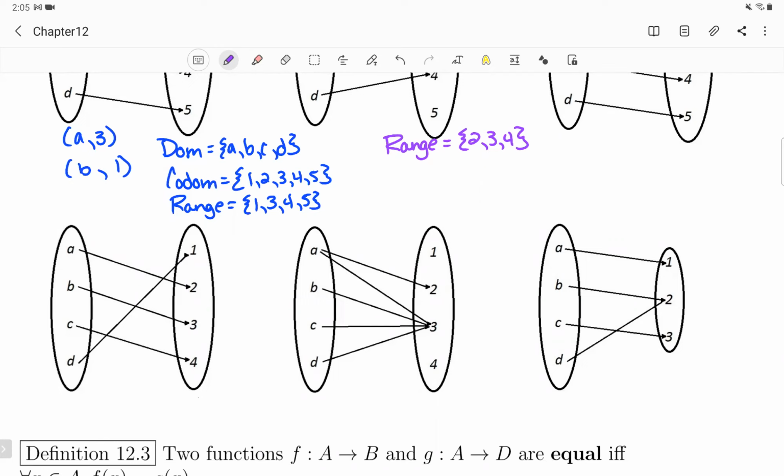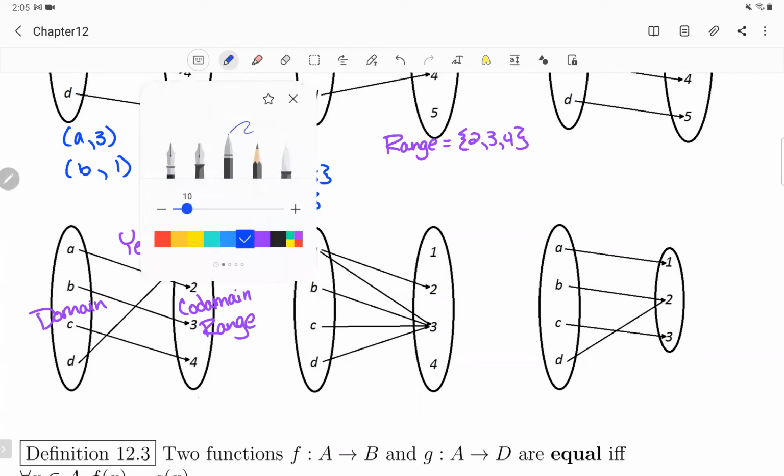All right, the first one on this row, what do you think? Function, yes or no? Yes. My domain is A, B, C, D, and my codomain happens to equal my range, because I use everything. That's what we like, actually. We're going to give that a special name when we use the whole codomain.